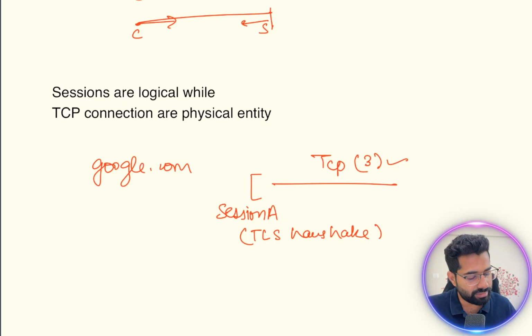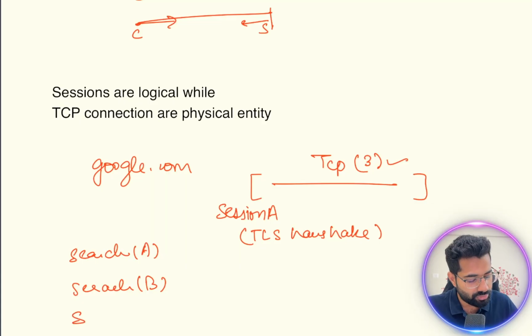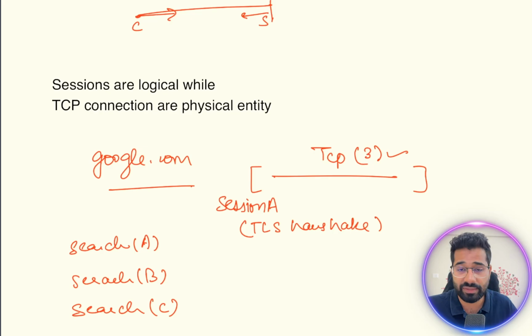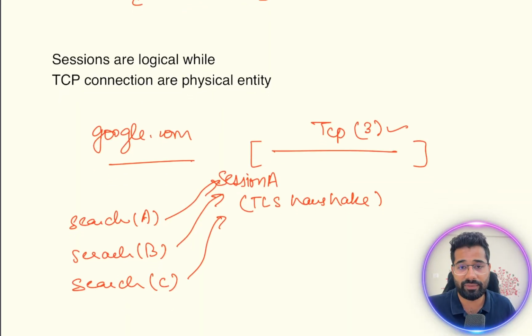Now, let's say you are searching for something in parallel. Let's say you have three searches going on: search A, search B, and search C. You're making three concurrent requests on google.com. If you're doing it one after the other, your same session A will be reused. When you do search B, session A will again be reused, and when you do search 3, session A will again be reused.